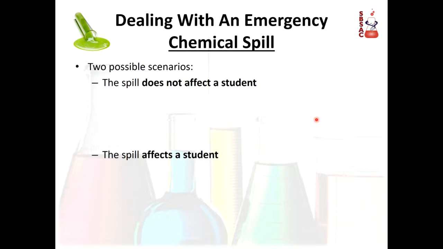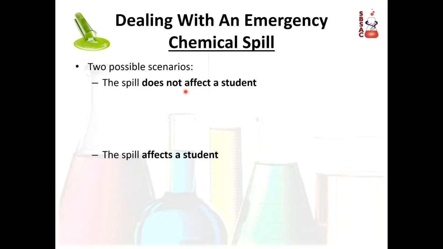So how would you deal with a chemical spill? There are two possible scenarios. In one case, the spill just affects the bench, the floor, but is not on anybody's clothes. Okay, this is the easiest one to deal with in general. Or the second one is it actually affects one of the students or more students. So in that case, it's on the clothes or on the skin and stuff like that.